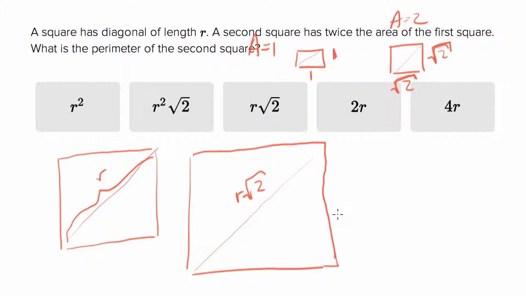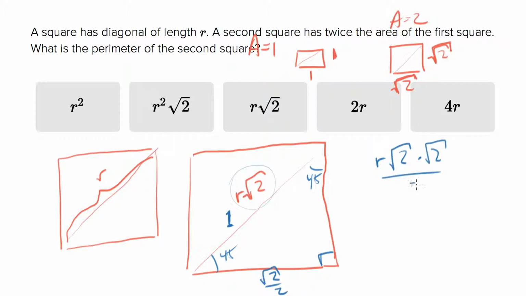Now, what do we want to do? We want to find the perimeter of the second square. So you want to use the fact that this is a 45, 45, 90 triangle. You can use Pythagorean theorem if you want, but ooh, that's going to be a bear. But for every unit length of diagonal, the side will measure root 2 over 2. So let's take r root 2 and multiply it by root 2 over 2. That is the length of a side.